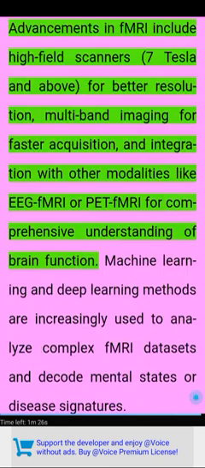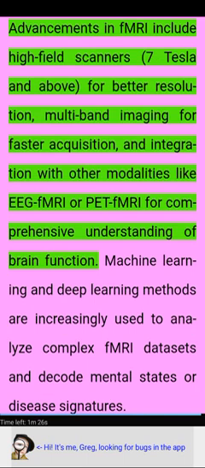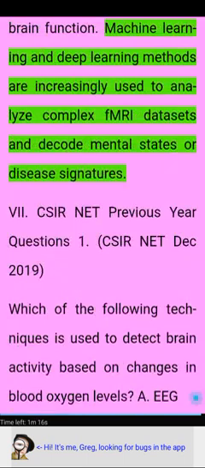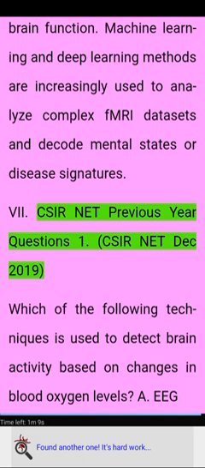6. Recent trends. Advancements in fMRI include high-field scanners, 7 Tesla and above, for better resolution, multi-band imaging for faster acquisition, and integration with other modalities like EEG-fMRI or PET-fMRI for comprehensive understanding of brain function. Machine learning and deep learning methods are increasingly used to analyze complex fMRI datasets and decode mental states or disease signatures. 7. CSIR-NET Previous Year Questions. 1.